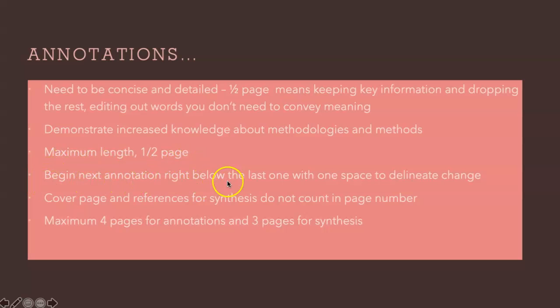Begin your next annotation right below the last one with 1 space to delineate change. If you wish to, you don't even have to put that space in, but some people like to do that. Your cover page and your references for the synthesis do not count in the page number. Maximum 4 pages for annotations, and it says 3 pages for synthesis. I changed my mind already. So you can have up to 4 or 5 pages if you need it, and many of you will.